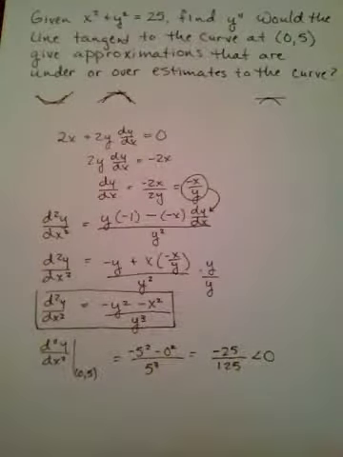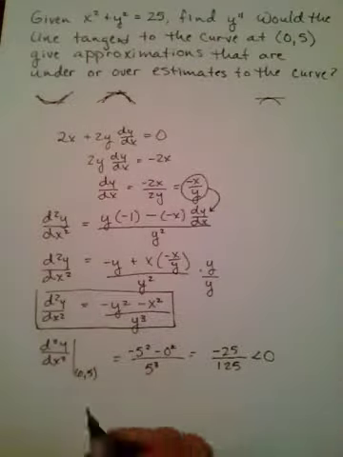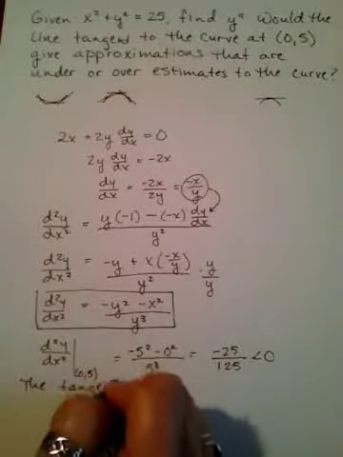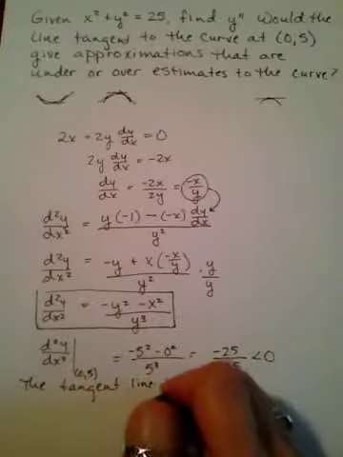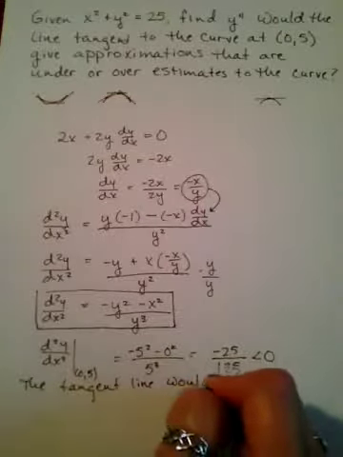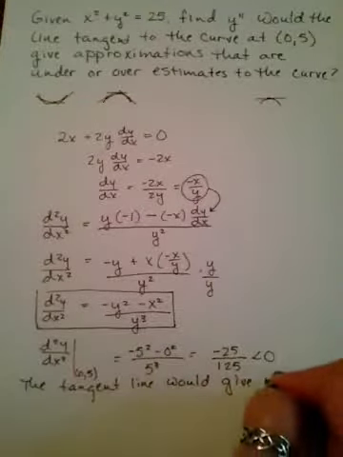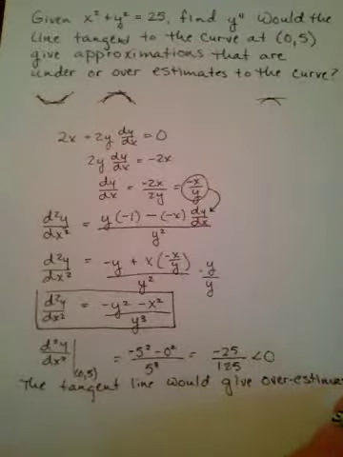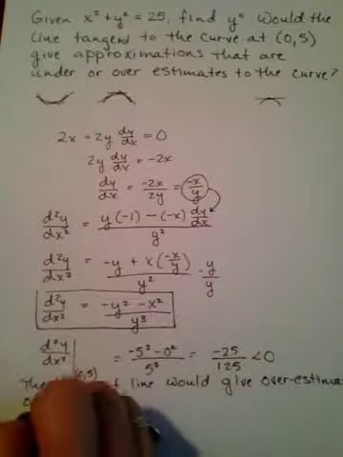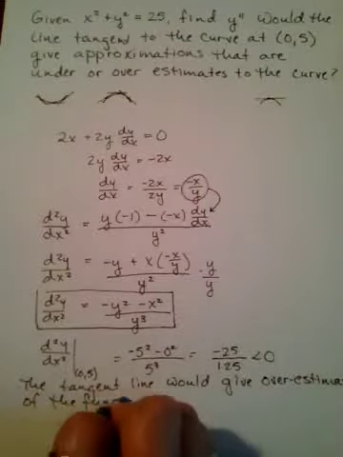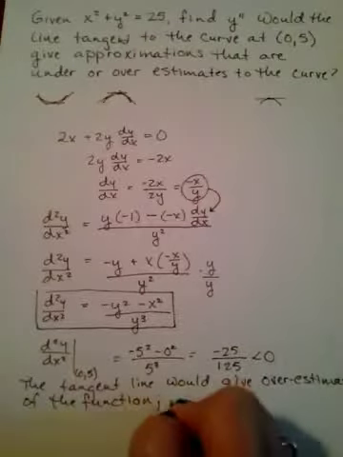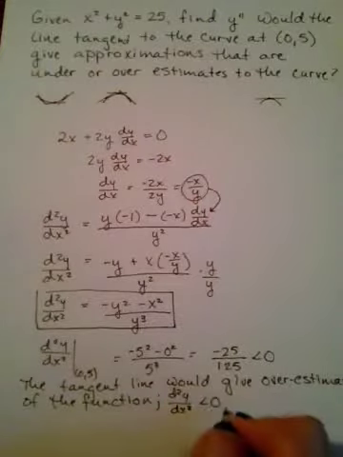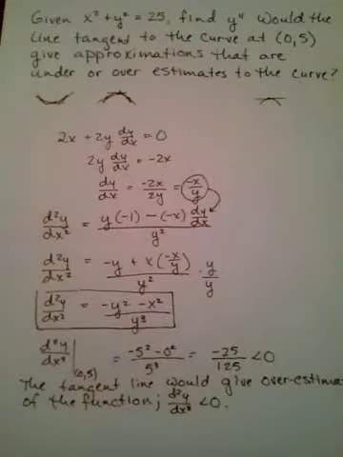This is less than 0. Therefore, the function is concave down. So I would say the tangent line would give overestimates of the function. And I know that because the second derivative is less than 0. And that is the end of that problem.